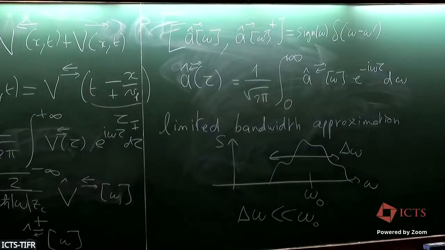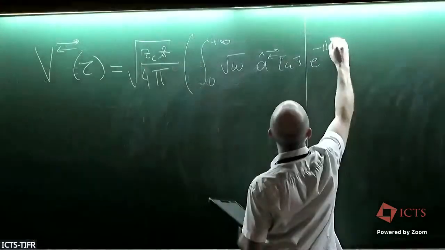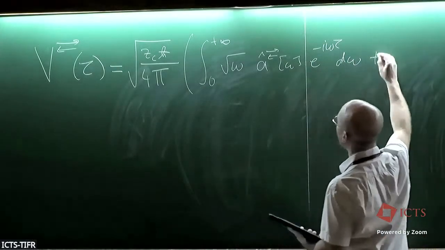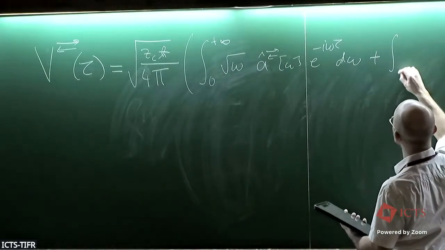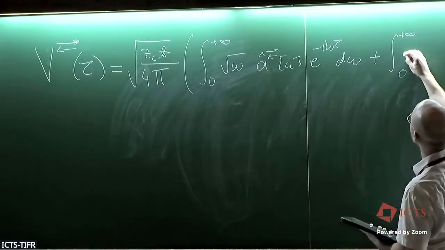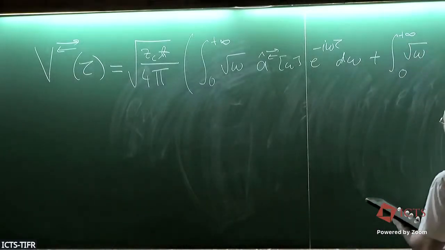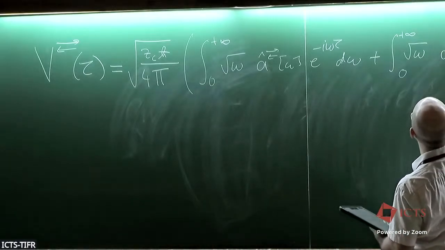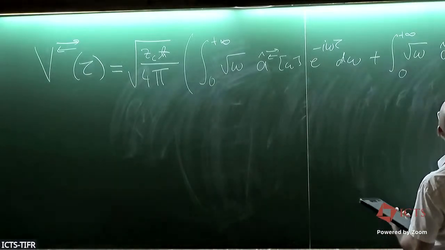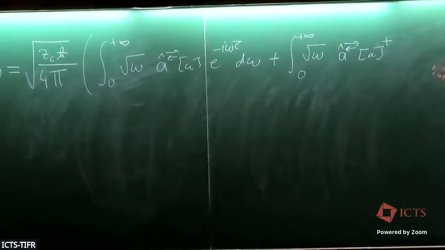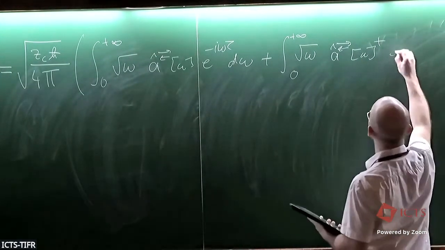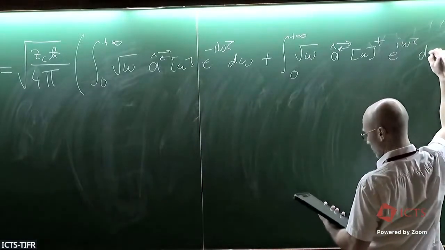So for positive frequencies, we have a square root of omega A right or left of omega, exponential minus omega tau d omega, plus, for the negative frequencies, the integral from 0 to plus infinity, square root of absolute value of omega, which becomes omega, A right or left of omega dagger, because A of minus omega is A of omega dagger, exponential i omega tau d omega.